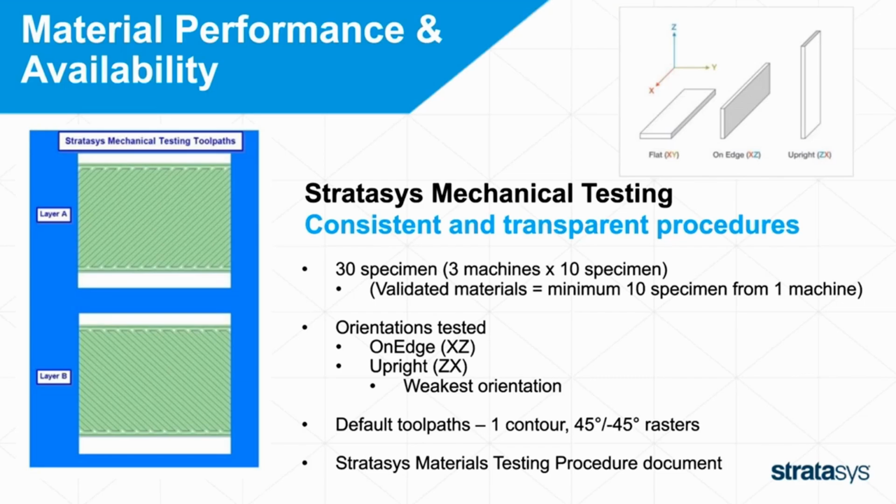For a preferred material, which is quite a few of our materials, each data point for like the tensile strength represents 30 specimens. So we have 3 machines with 10 specimens off of each machine. So we're seeing a breadth of data to get an idea of the expected performance of the material.